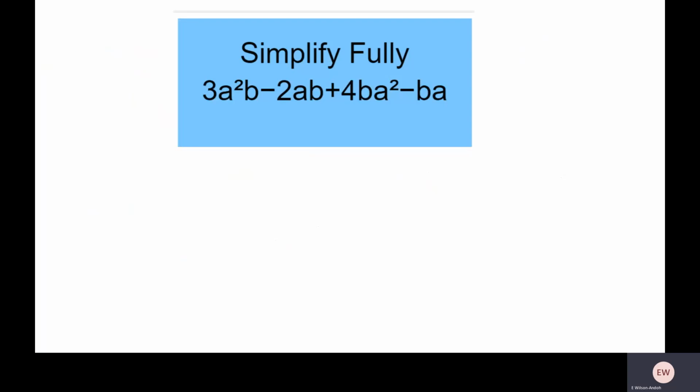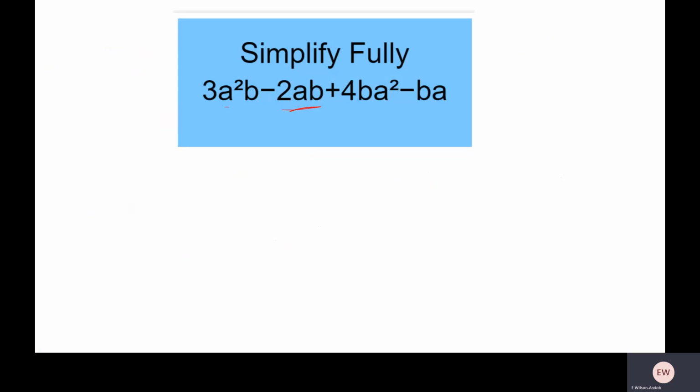We can also have terms with more than one variable. So for you to have a like term, you must make sure that the terms have the same variable and the same powers. So let's look at this example. In this example, we have 3a squared b. When we compare that with the second term, it doesn't have a squared. So the first term and the second term are not like terms.